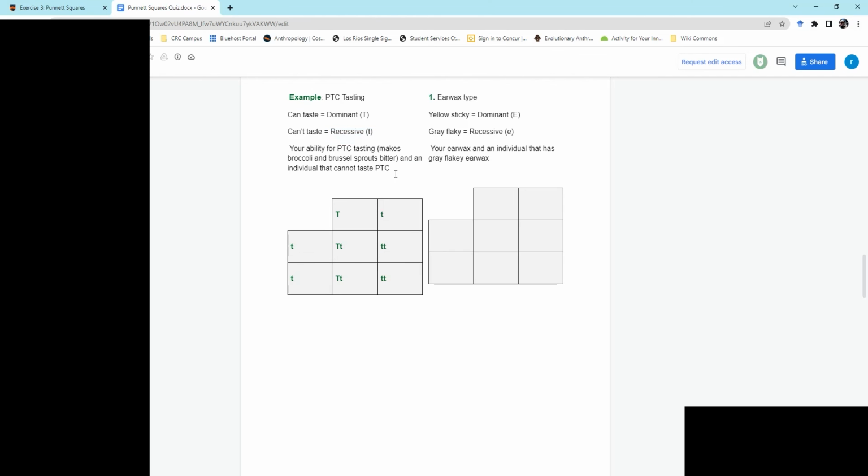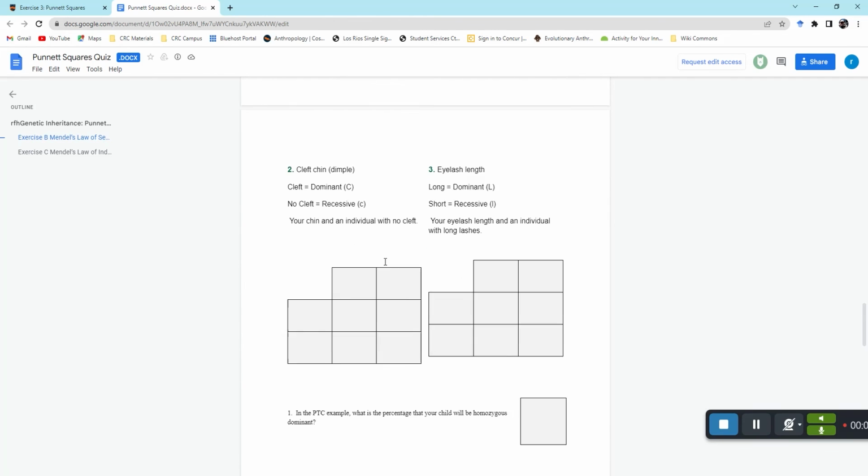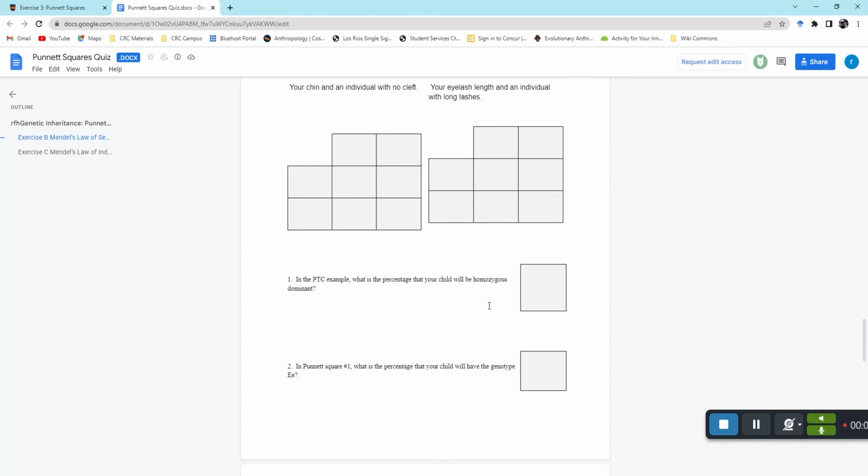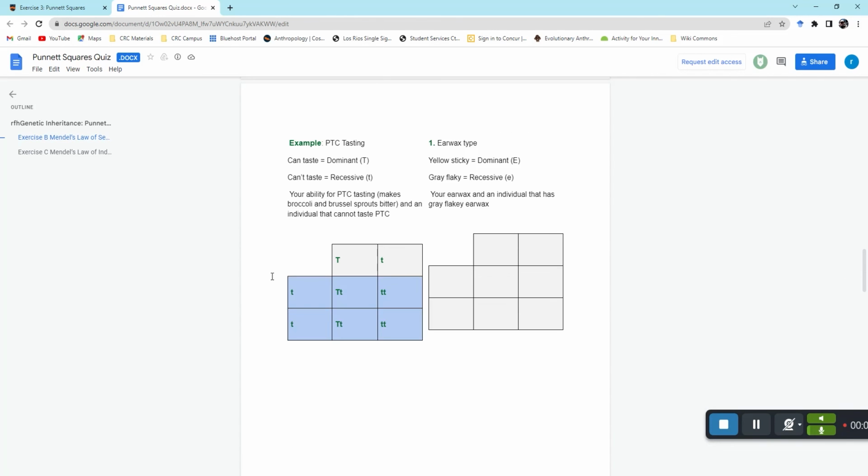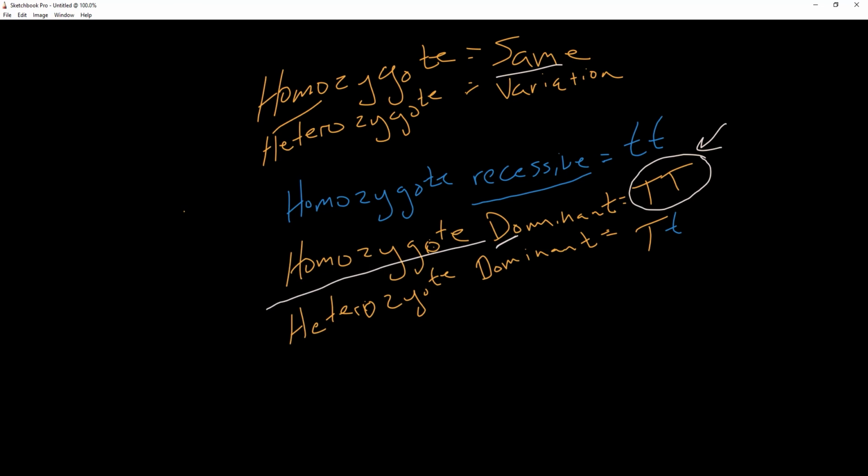And so for this particular exercise, the answer was 0%, right? It was 0% because nobody had. There's no chance. There's no likelihood of any of your children being born with a homozygote dominant trait to be a taster. So that was it. I just wanted to cover that.